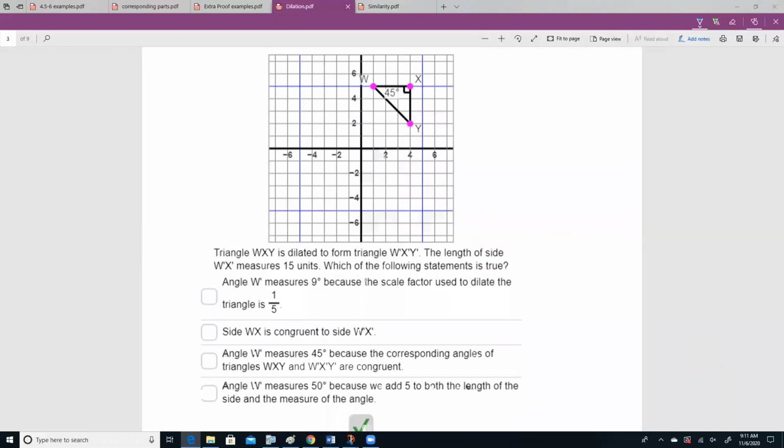We're given this triangle WXY. Triangle WXY is dilated to form triangle W prime, X prime, Y prime. The length of side W prime X prime measures 15 units. Let's see, from W to X originally, it was 1, 2, 3 units. So 3 multiplied by what gave me that 15?